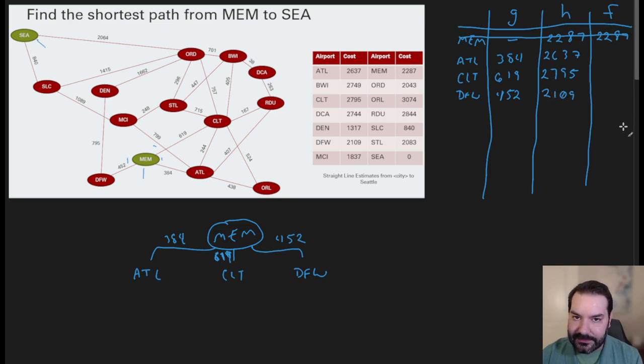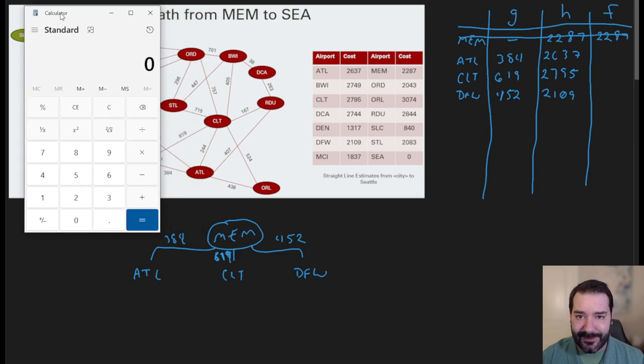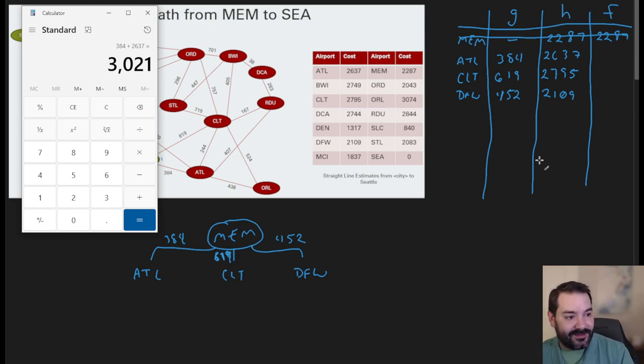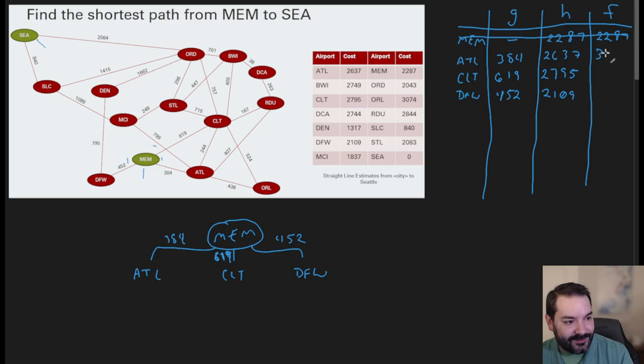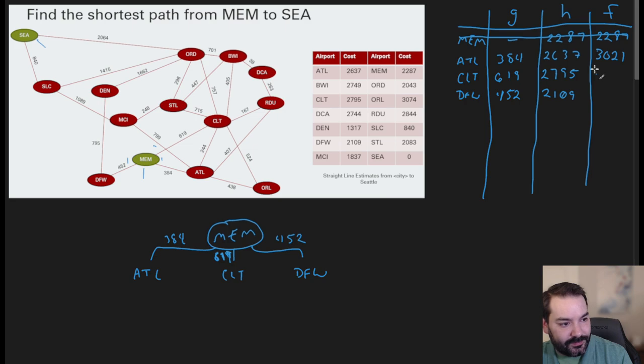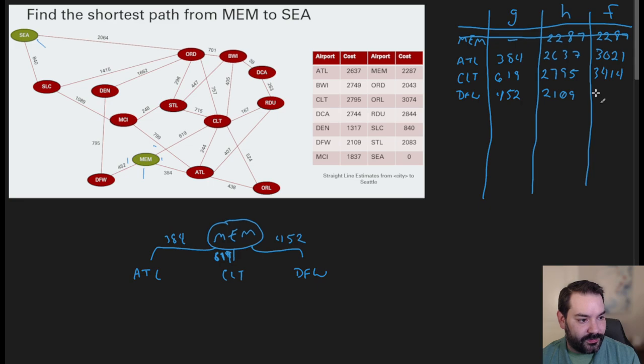Now, one thing in particular that I will go ahead and say: have a calculator ready. None of us are good at math. Just have a calculator. If you have to do this by hand, your instructor's a cruel, vindictive person. Either way, I plugged in for Atlanta, and it is 3,021. Then we're going to do 619 plus 2795. That's 3414. And then finally, Dallas-Fort Worth, 2561.